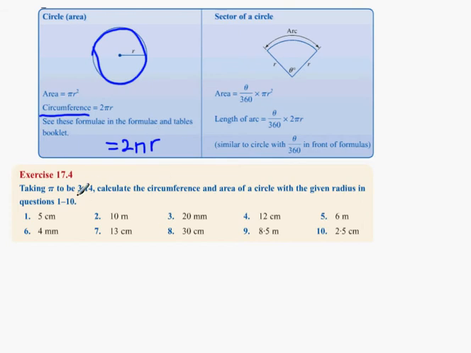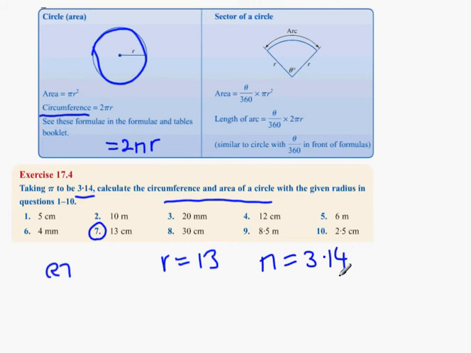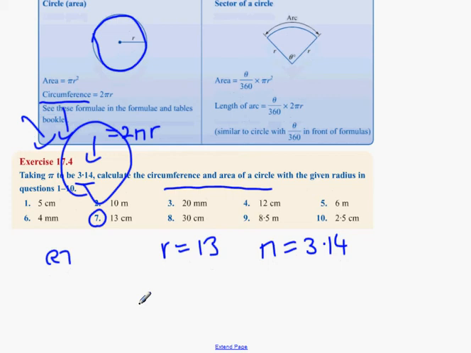First question. Pi is 3.14. Calculate the circumference and area of each of the given circles. If the radius is 13, question 7, the radius is 13. I have two formulas, and pi equals 3.14. Why is pi equal to 3.14? Because it tells us it's equal to 3.14. Okay? You write down your two formulas.